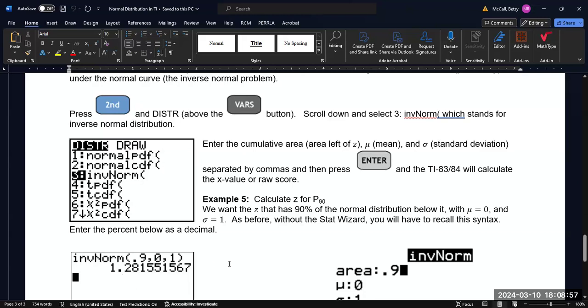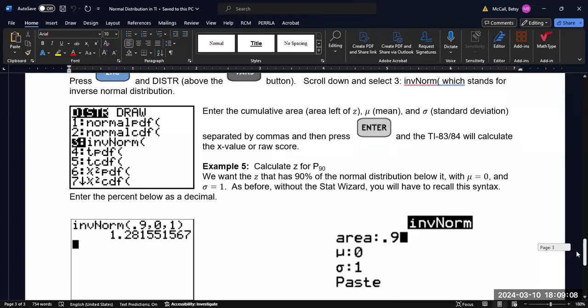Particularly in the older versions, even if you don't type them, in the newer version with a stat wizard, it may assume your previous values. So it's better to make sure that you fill them in as intended.